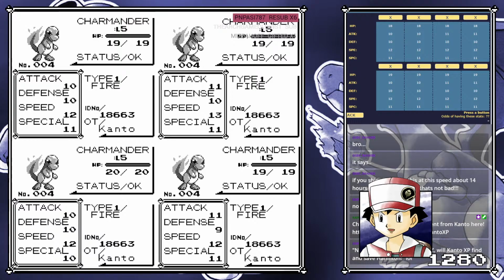Next time on Dragon Ball Z, will Kanto XP find and save Hamilton? No, he won't, because he's gonna go over odds by 10 times. He'll be an old, decrepit man by the time he finds shiny little Hamilton.